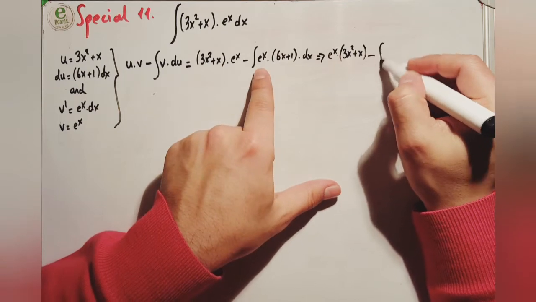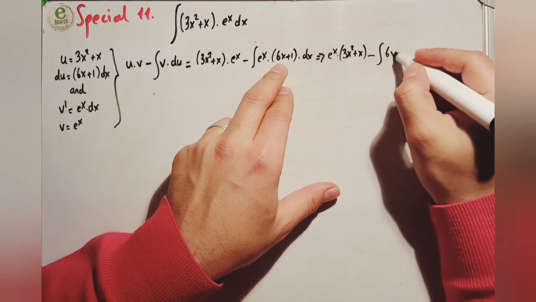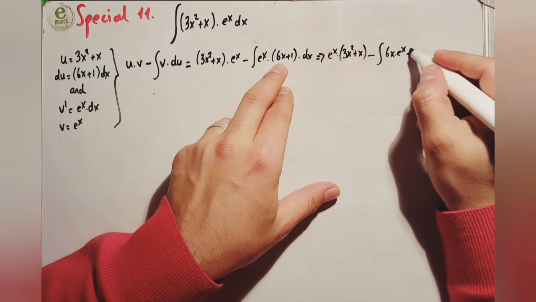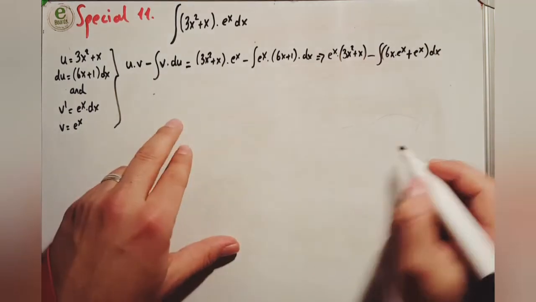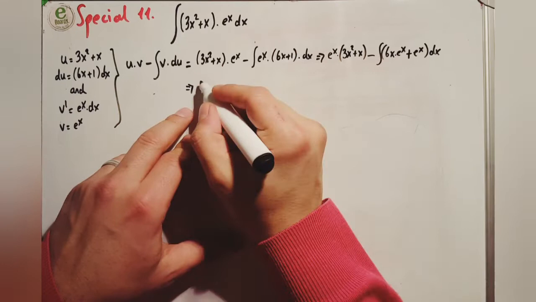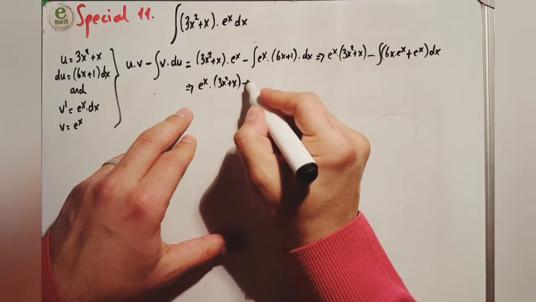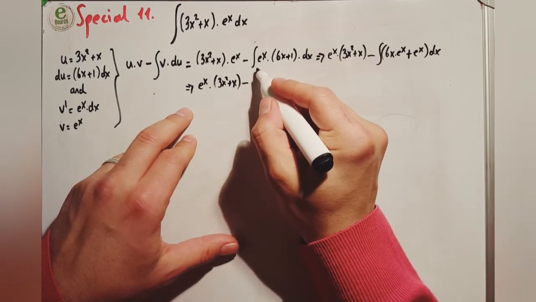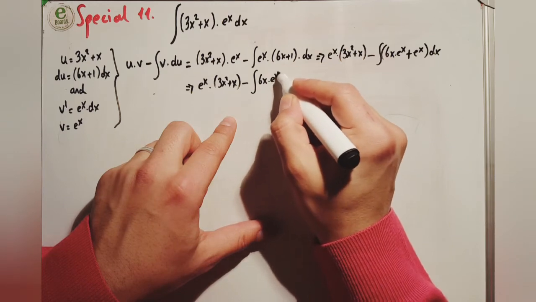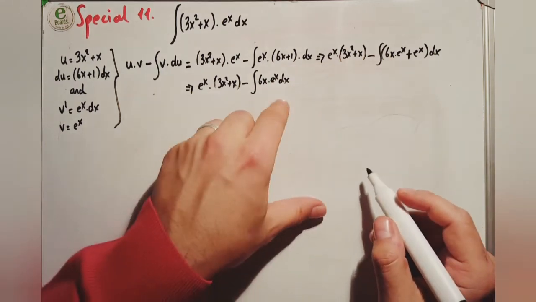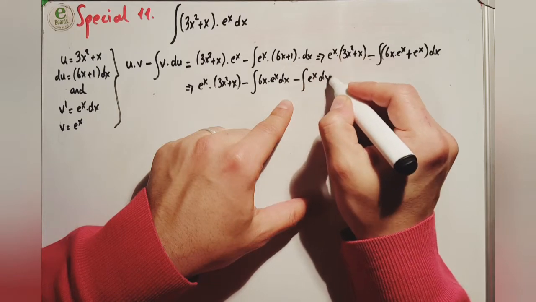minus the integral of, by using the subtractive property, we will have 6x times e to the power of x plus e to the power of x times 1, which is itself, dx. That is equal to e to the power of x times (3x squared plus x) minus the integral of 6x e to the power of x dx, and minus the integral of e to the power of x dx.